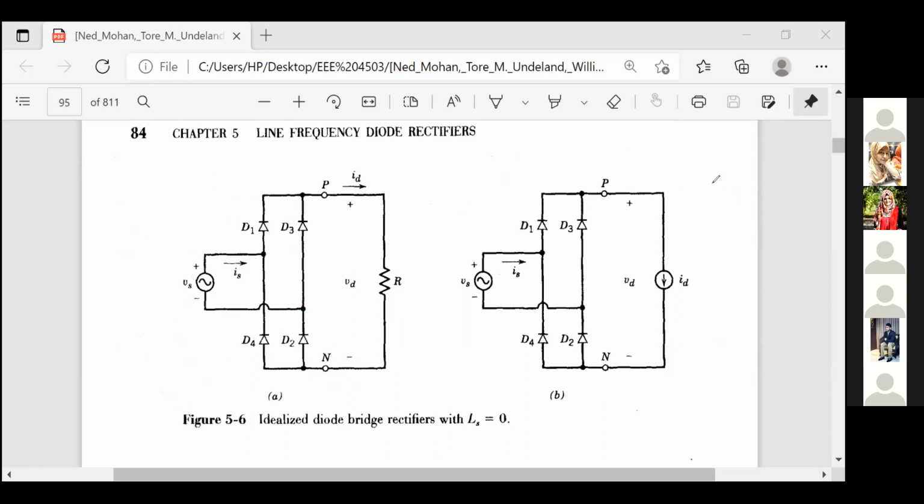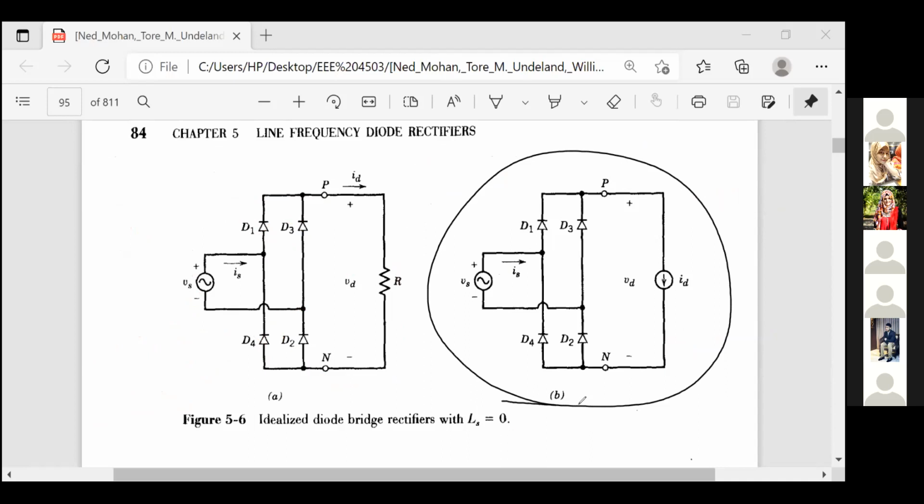Okay, good. So look at this figure. What is the difference you see in this figure? The resistor in the middle has been replaced by a current source. The resistance has been replaced by the current source, and it is the load side. This is the load side, right? Yes, sir. So how can this be a constant current source? What type of load could it be? Inductive load, sir. A highly inductive load?